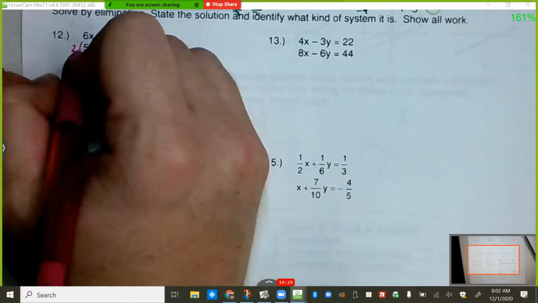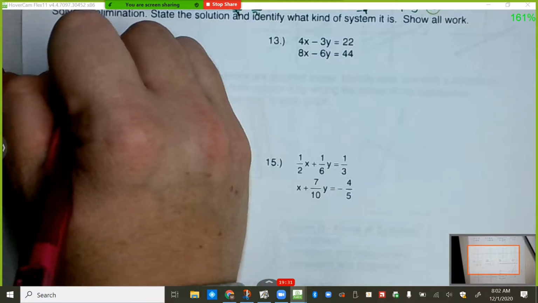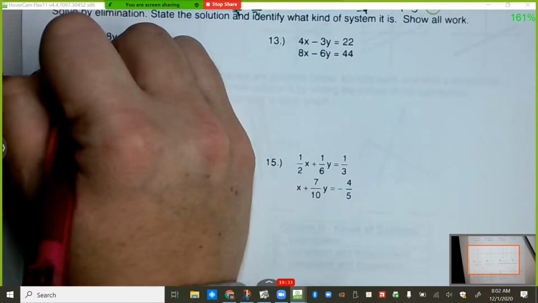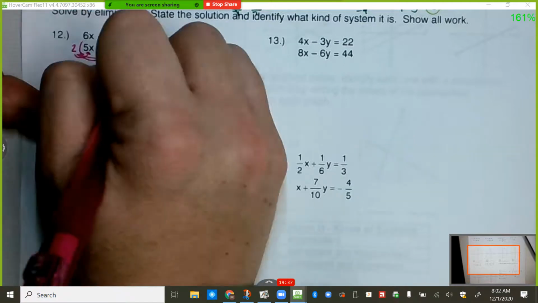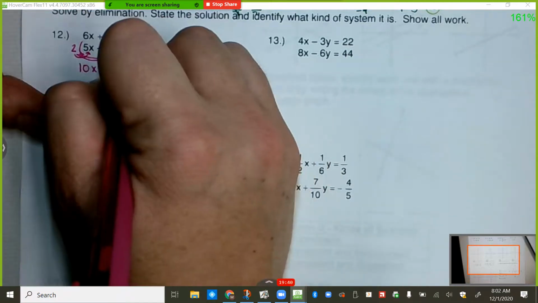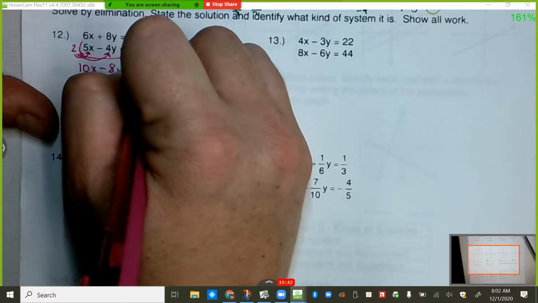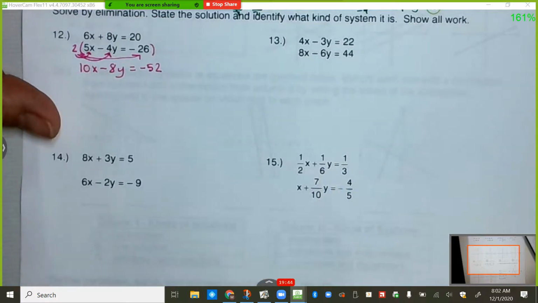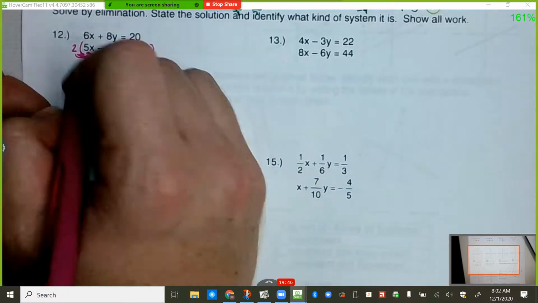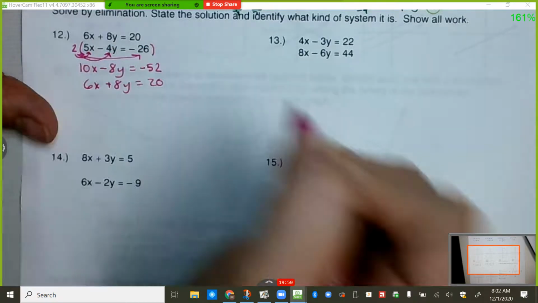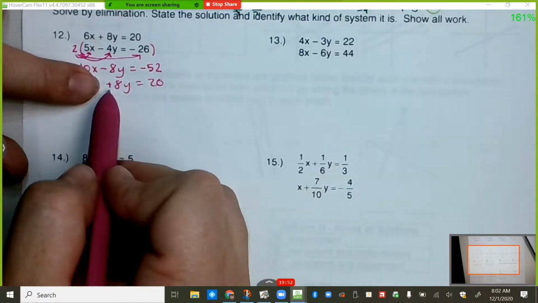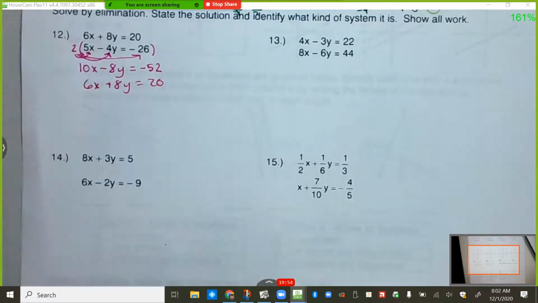So I'm going to multiply 2 times 5x is 10x. 2 times negative 4y is negative 8y. And 2 times negative 26 is negative 52. I'm going to bring down that top equation. And I need to make sure these are a 0 pair. So one should be positive and one should be negative, and it is. So now we're going to do big addition.